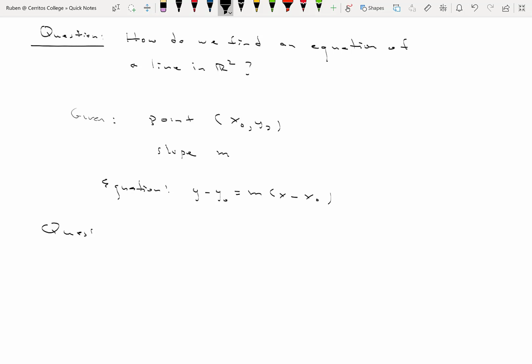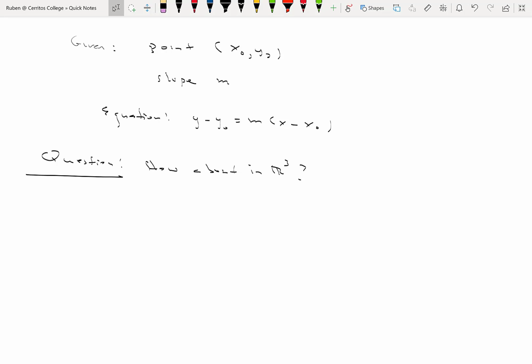Okay, so I want to rephrase this question by just changing one thing. So the new question is, how about in R3? I'm being a little lazy here. Instead of writing out the entire question, the question is, how do we find an equation of a line in R3? Well, we can still be given a point. In fact, that's very common. So we're given a point, and the point might be x naught, y naught, z naught.